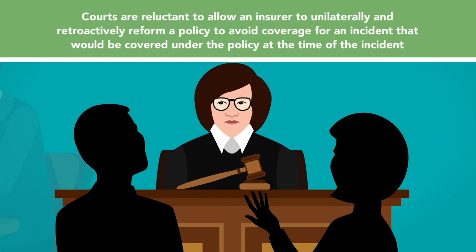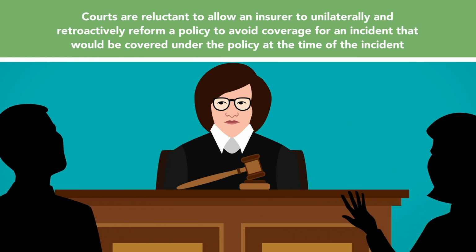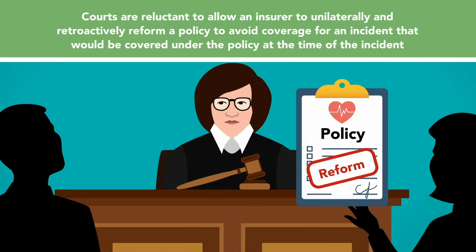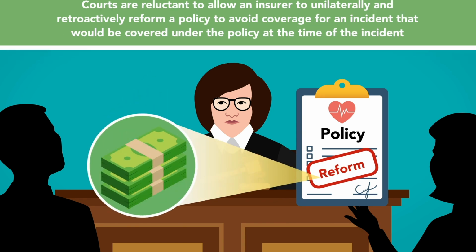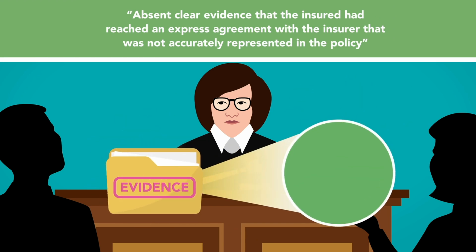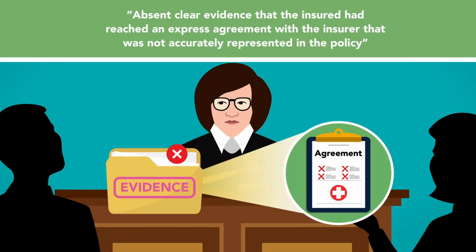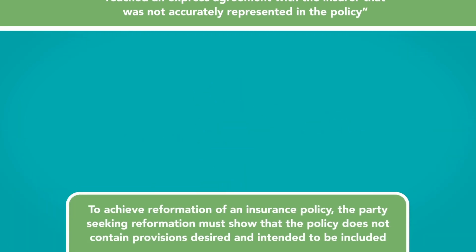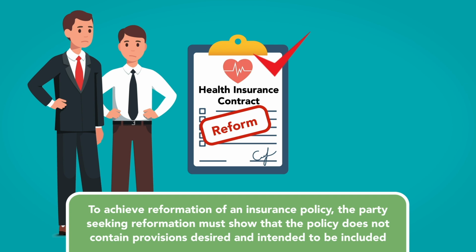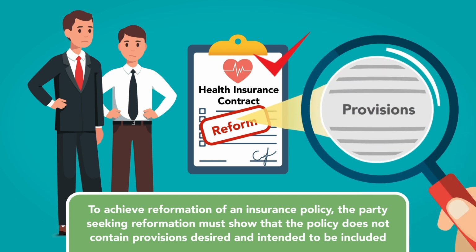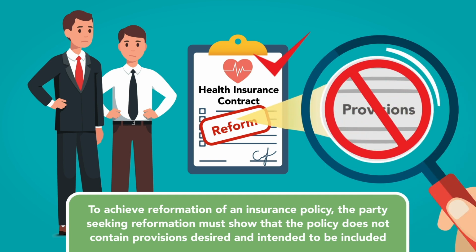Still, courts are reluctant to allow an insurer to unilaterally and retroactively reform a policy to avoid coverage for an incident that would be covered under the policy at the time of the incident, absent clear evidence that the insured had reached an express agreement with the insurer that was not accurately represented in the policy. To achieve reformation of an insurance policy, the party seeking reformation must show that the policy does not contain provisions desired and intended to be included.